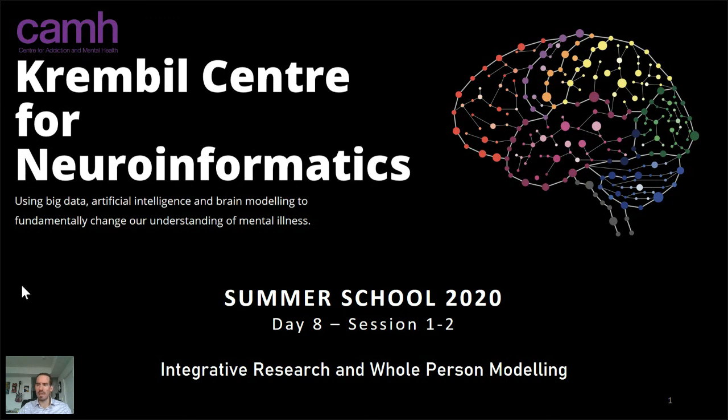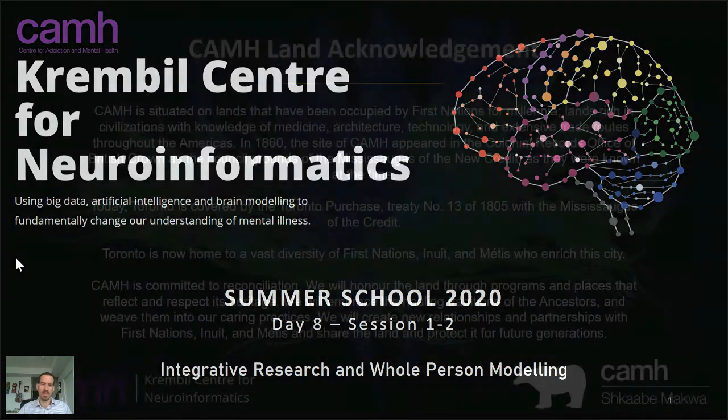So, welcome back. As I said, integrative research. I have the term whole person modeling here. I'll talk a little bit about that, but this is the idea. What parts of the person, aspects of a person, can we measure to get a more holistic version of the problem of solving problems in mental illness?